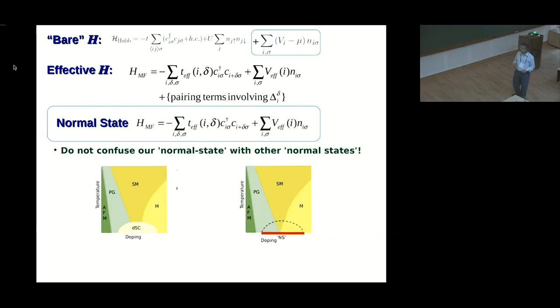Now, just a cautionary remark that our normal state is different from their normal state. So what is their normal state?